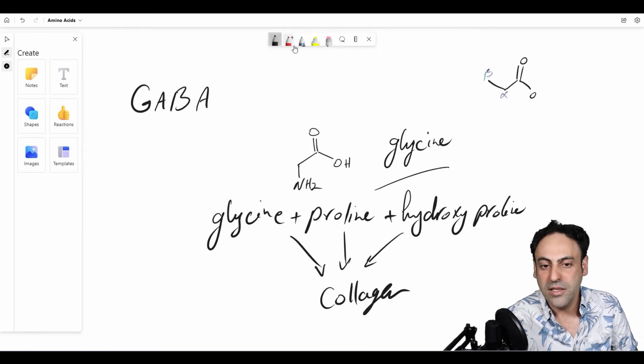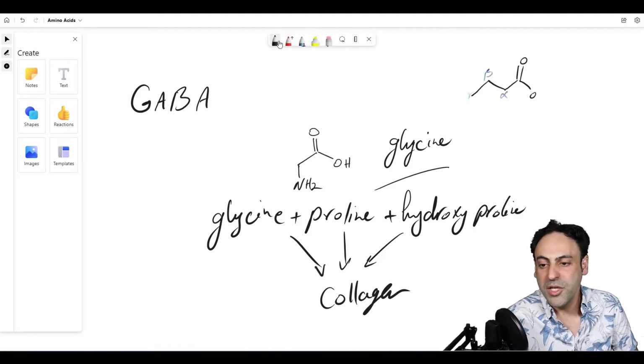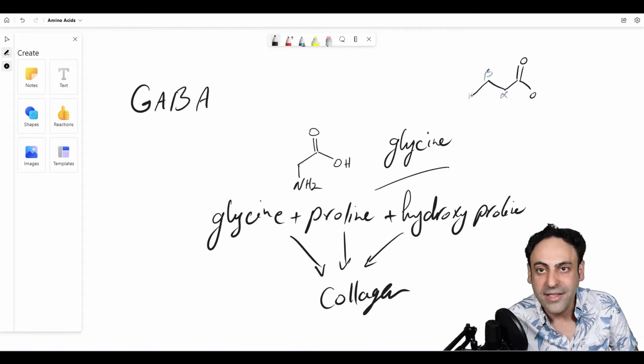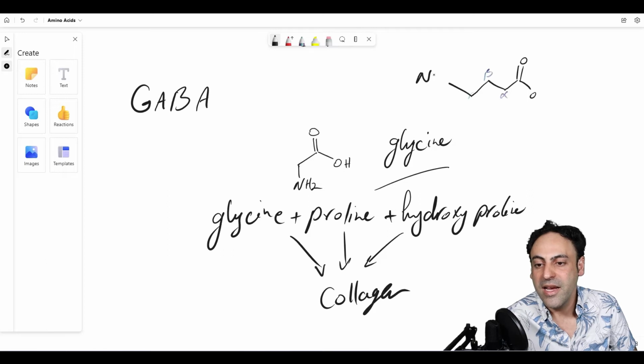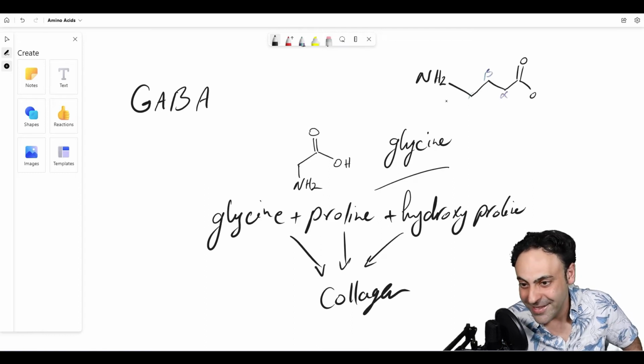And we're going to keep coming down. And here is the gamma. This is the gamma carbon. So what we do is we just need to add the amine to this part, which is NH2. And we have it right here, gamma-aminobutyric acid.